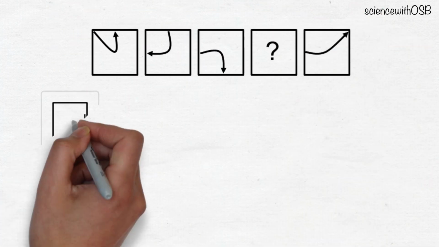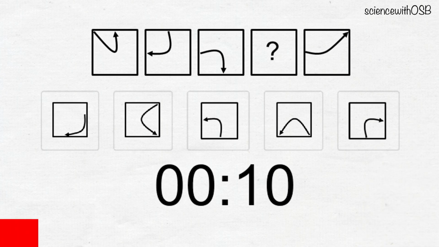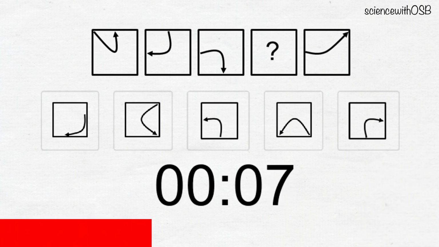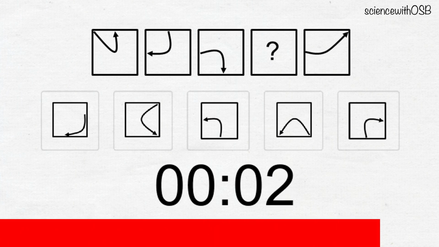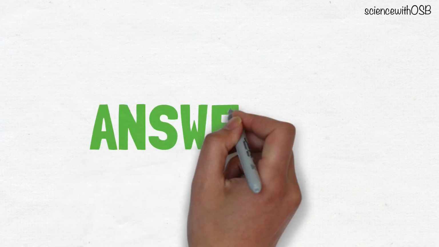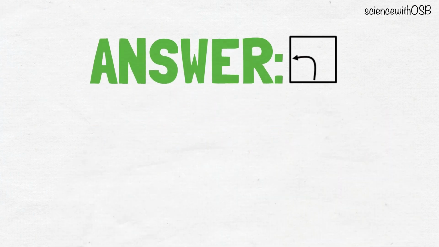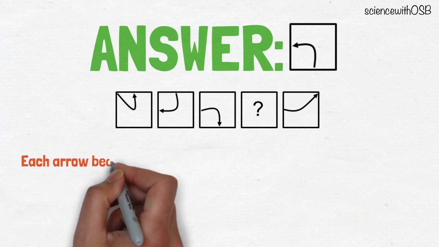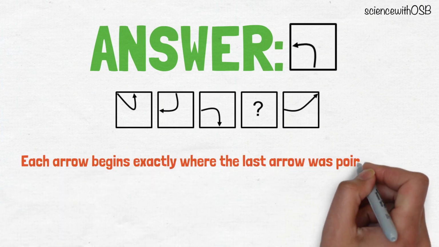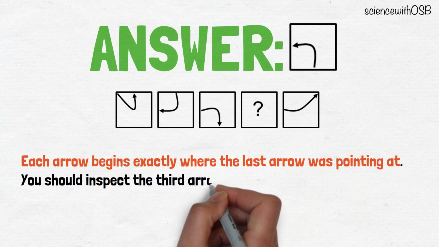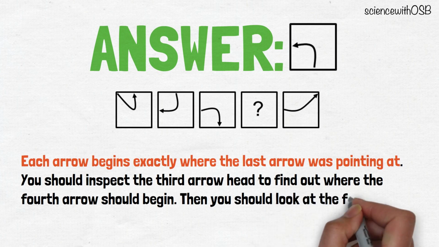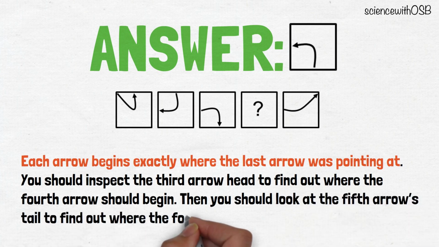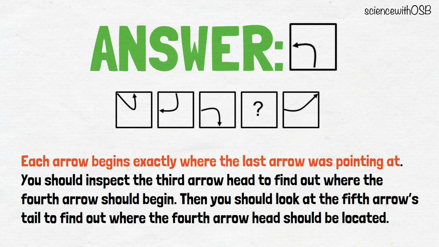Question number 3. Choose the image that completes the pattern. The correct answer is 3. The logic behind this is, each arrow begins exactly where the last arrow was pointing at. You should inspect the third arrow and head to find out where the fourth arrow should begin. Then, you should look at the fifth arrow's tail to find out where the fourth arrow head should be located.